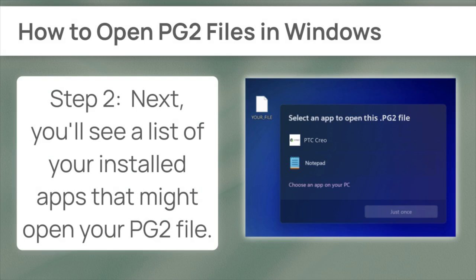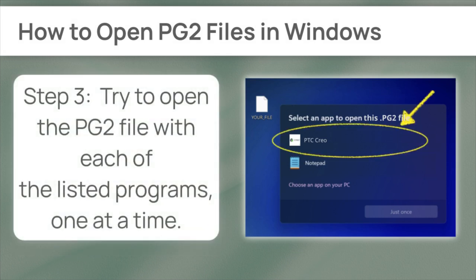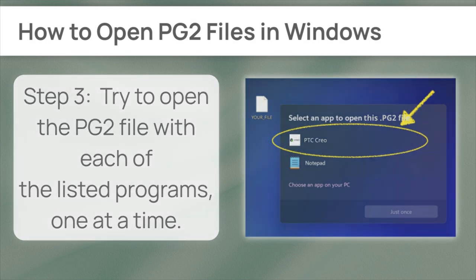Right-click the PG2 file and hit Open With. Test PTC Creo if available. If not, choose a different app. Compatibility is the likely issue.